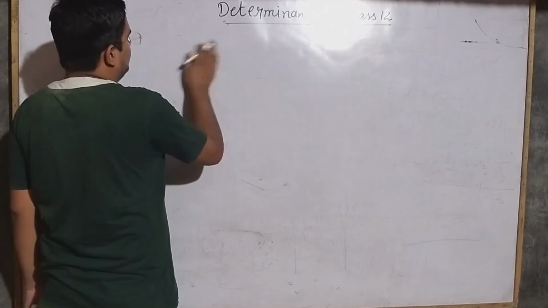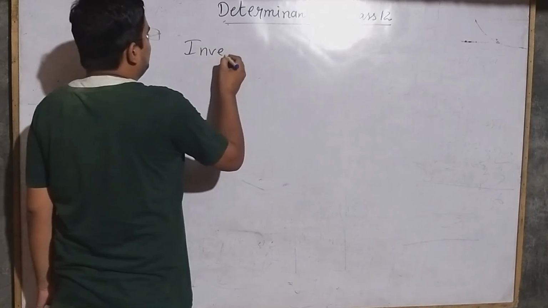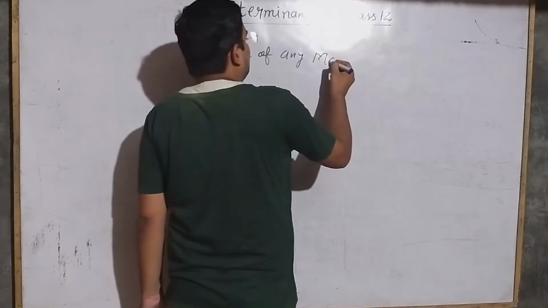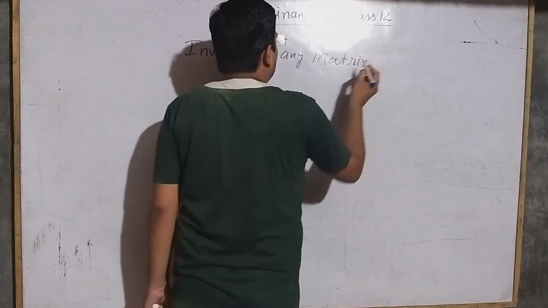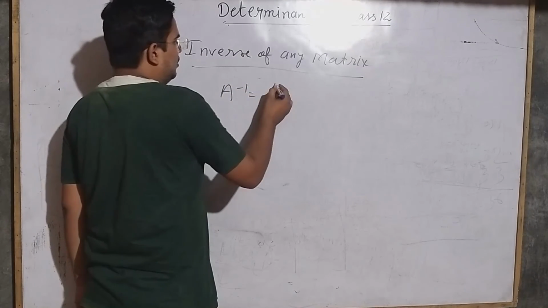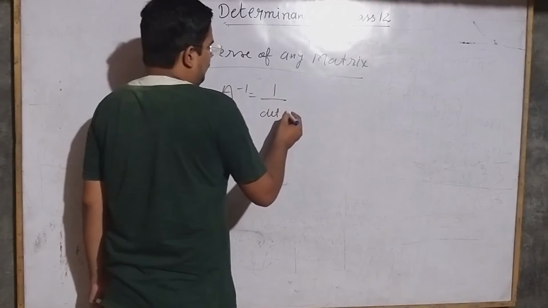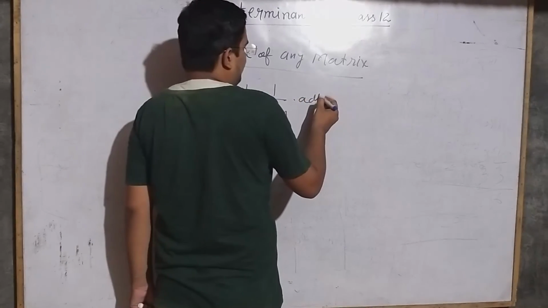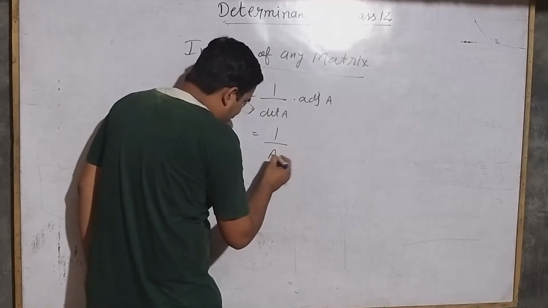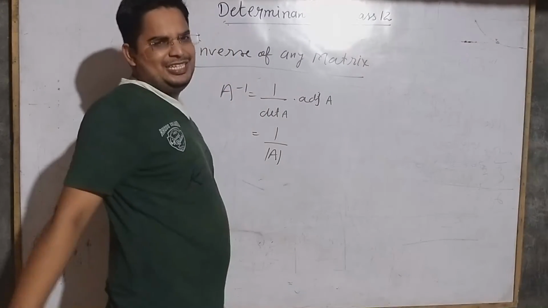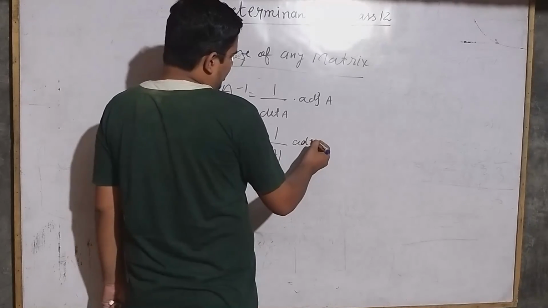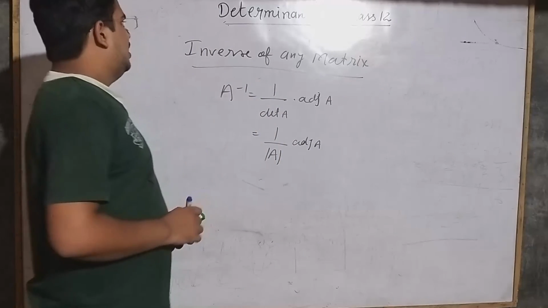A inverse. I can say inverse of any matrix. How to find the inverse of any matrix? You can say A inverse is 1 upon determinant of A into adjoint of A. Few students say this is the mod A. No, this is not the mod A. This is the symbol of determinant. 1 upon the determinant of A into adjoint of A. How to find the inverse of any matrix?